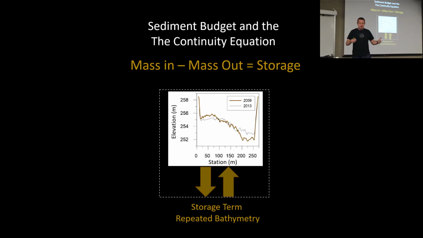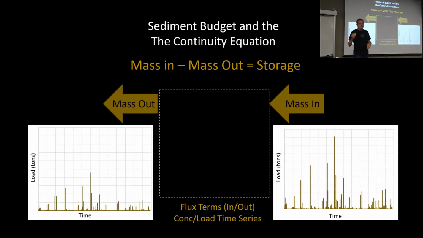But how about the flux terms? The flux terms are the mass in and the mass out. While with the storage term we're essentially computing the difference between two distances, with the flux terms, it's really a concentration integrated over time, or a mass integrated over time. And so you have a mass in and a mass out.